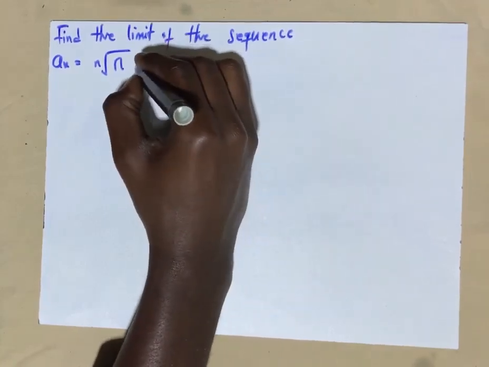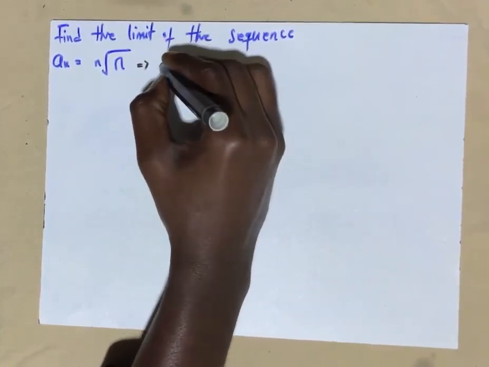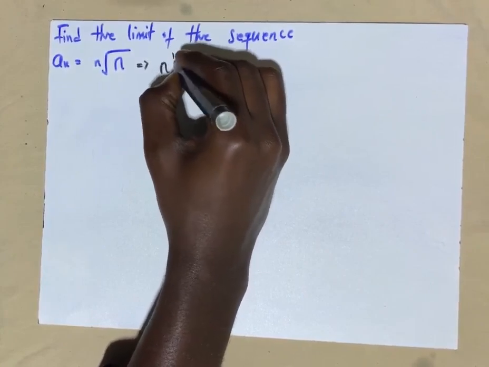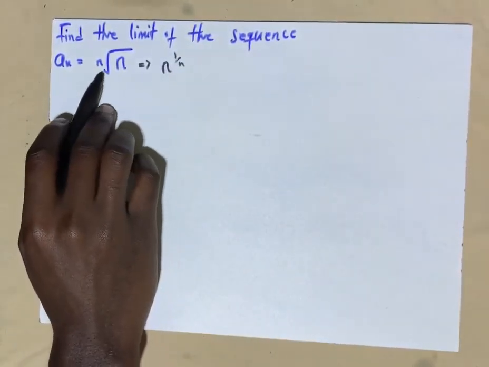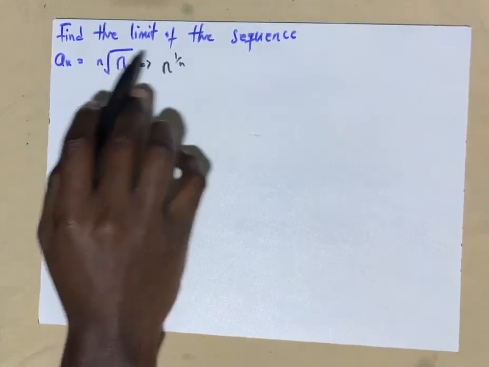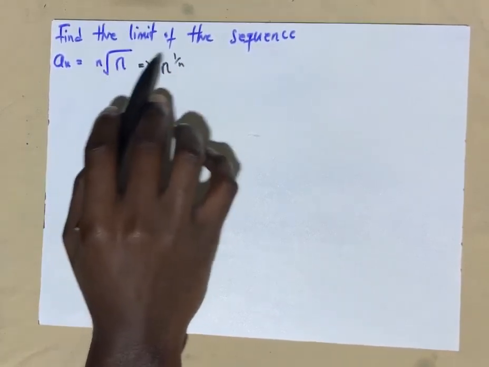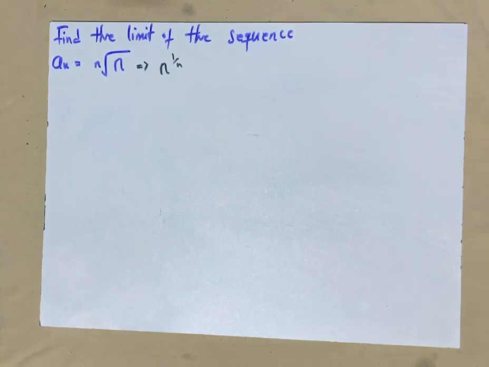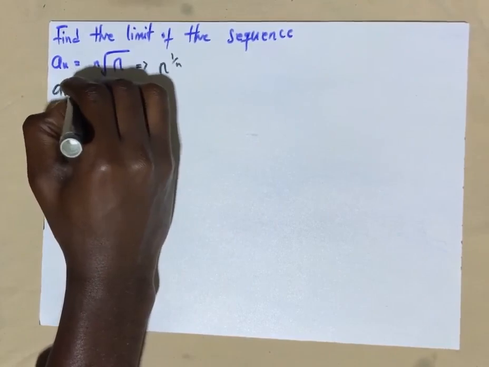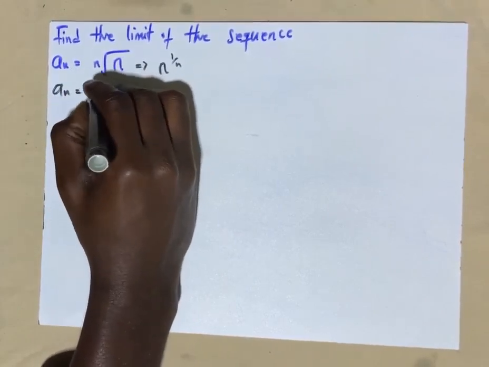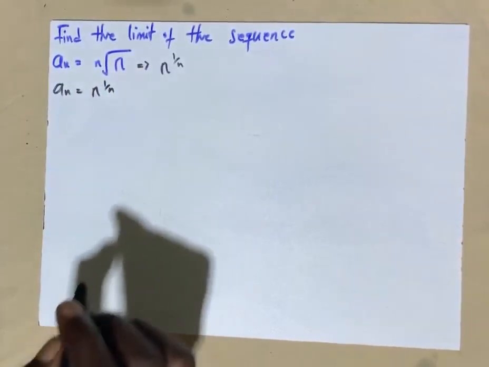Now, before that, you can even rewrite this one as n exponent 1 over n. Because you know that anytime you have a square root, you can easily change it: if it is a square root, here becomes 2; if it's a cube root, here becomes 3, and so on and so forth. So this is now going to be our sequence. Our a_n is going to be n exponent 1 over n.